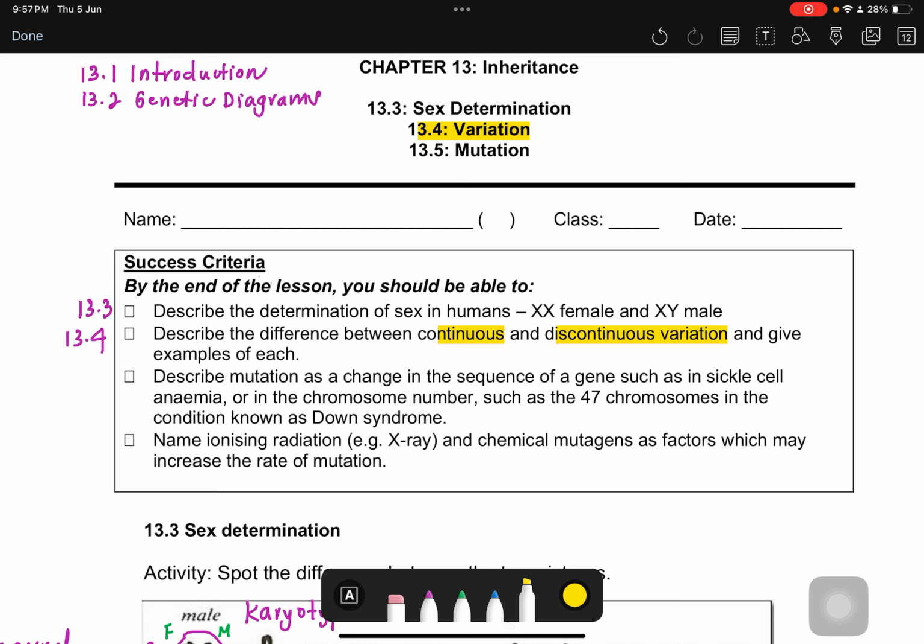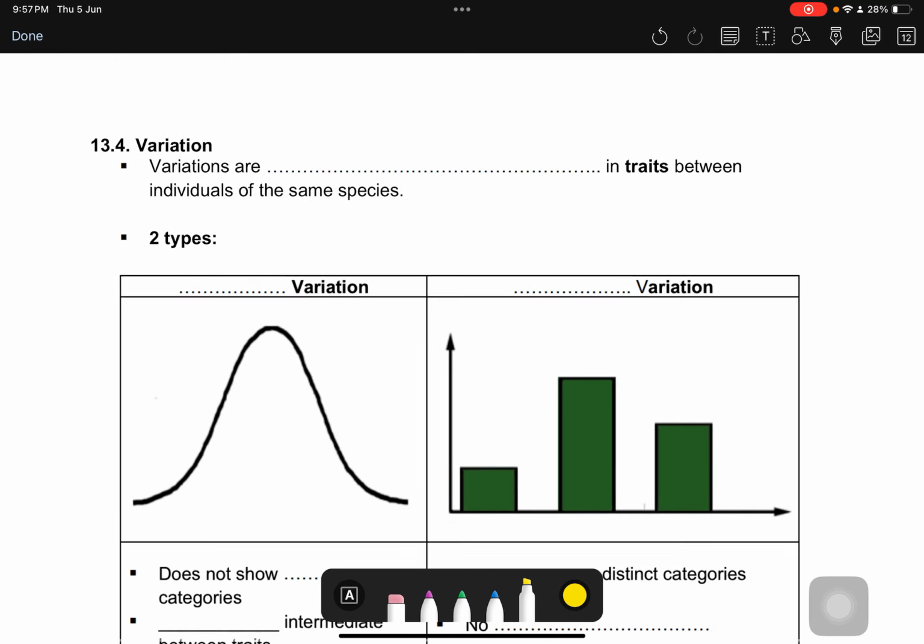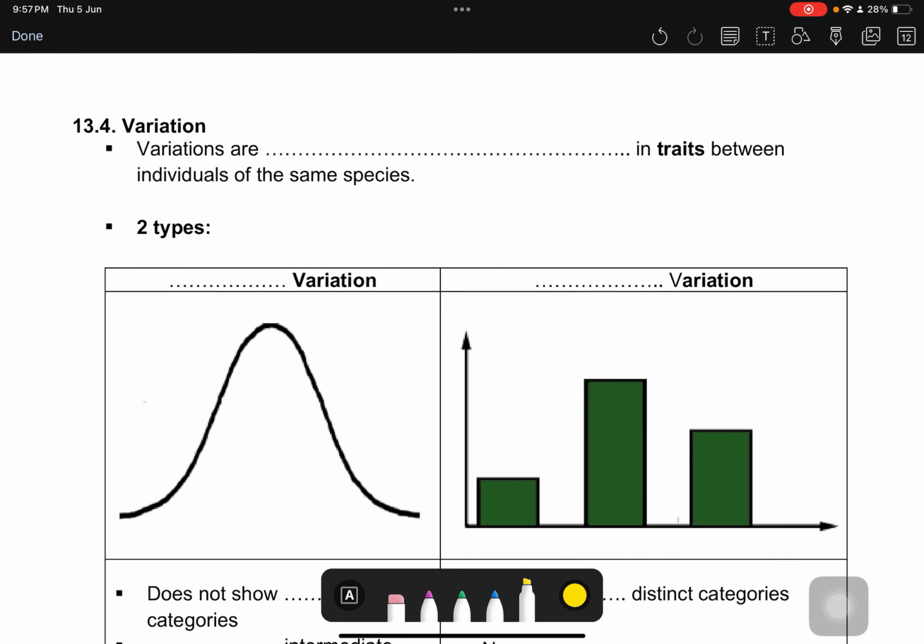Okay, so let's go straight to 13.4. So what exactly is variation? How do we vary from each other? Okay, we pause here to pen down some thoughts. What are some variations that you observe among people around you?